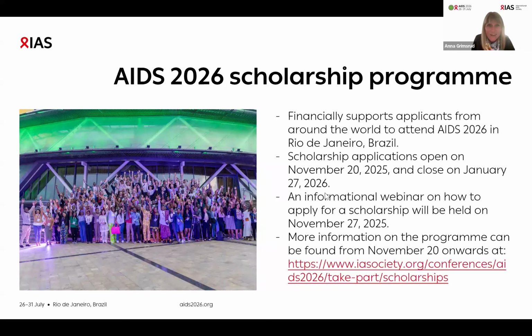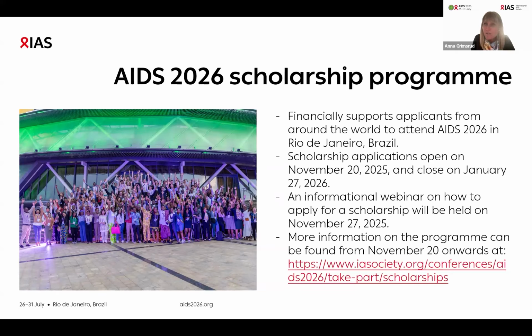Here you'll see one slide on the scholarship program. Just to say, the scholarship application program has the same dates as the normal abstract, so this might be something you also want to consider. And you might also want to diarize the scholarship information session that is going to be held on the 27th of November, and you can find out more information about it.